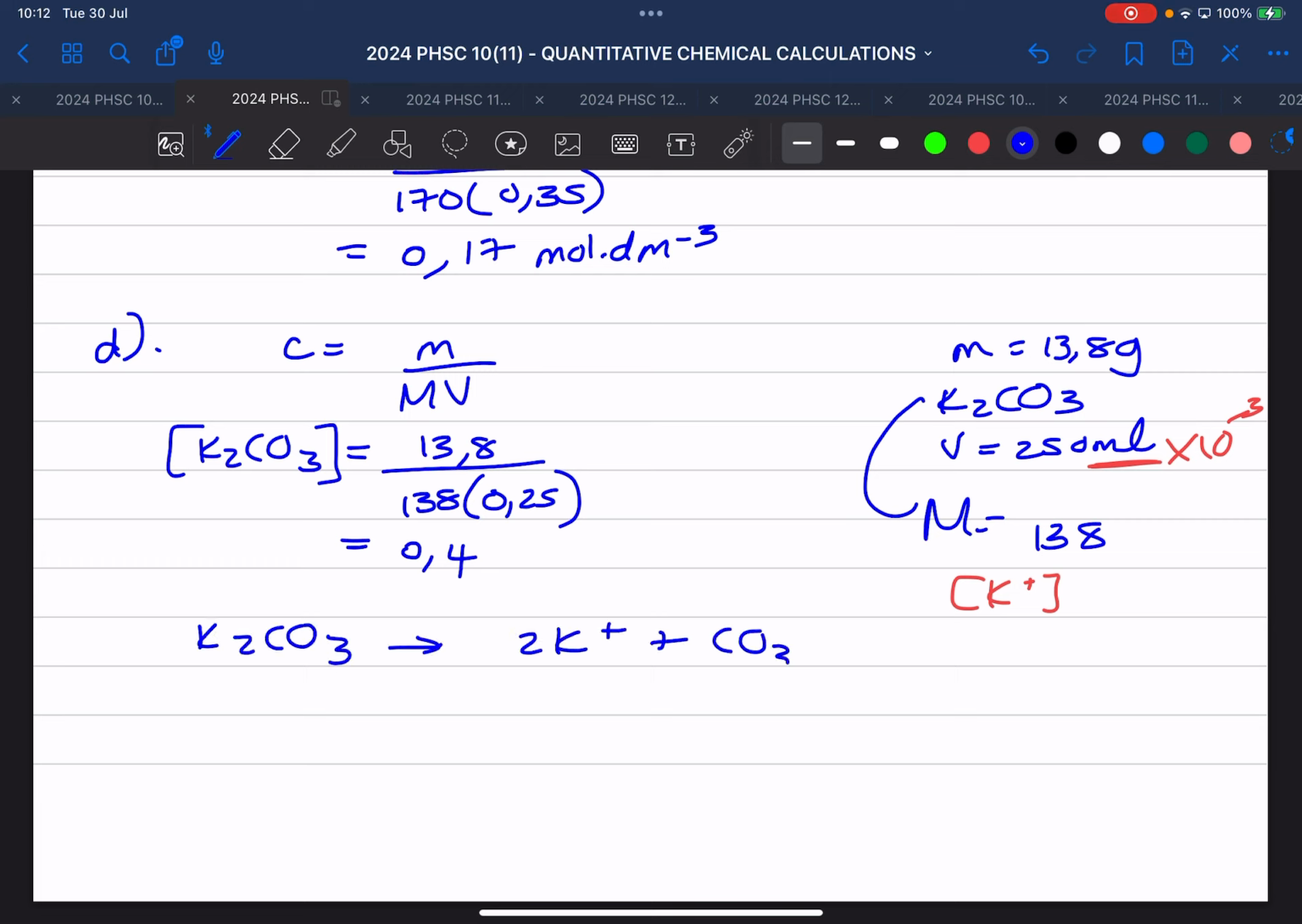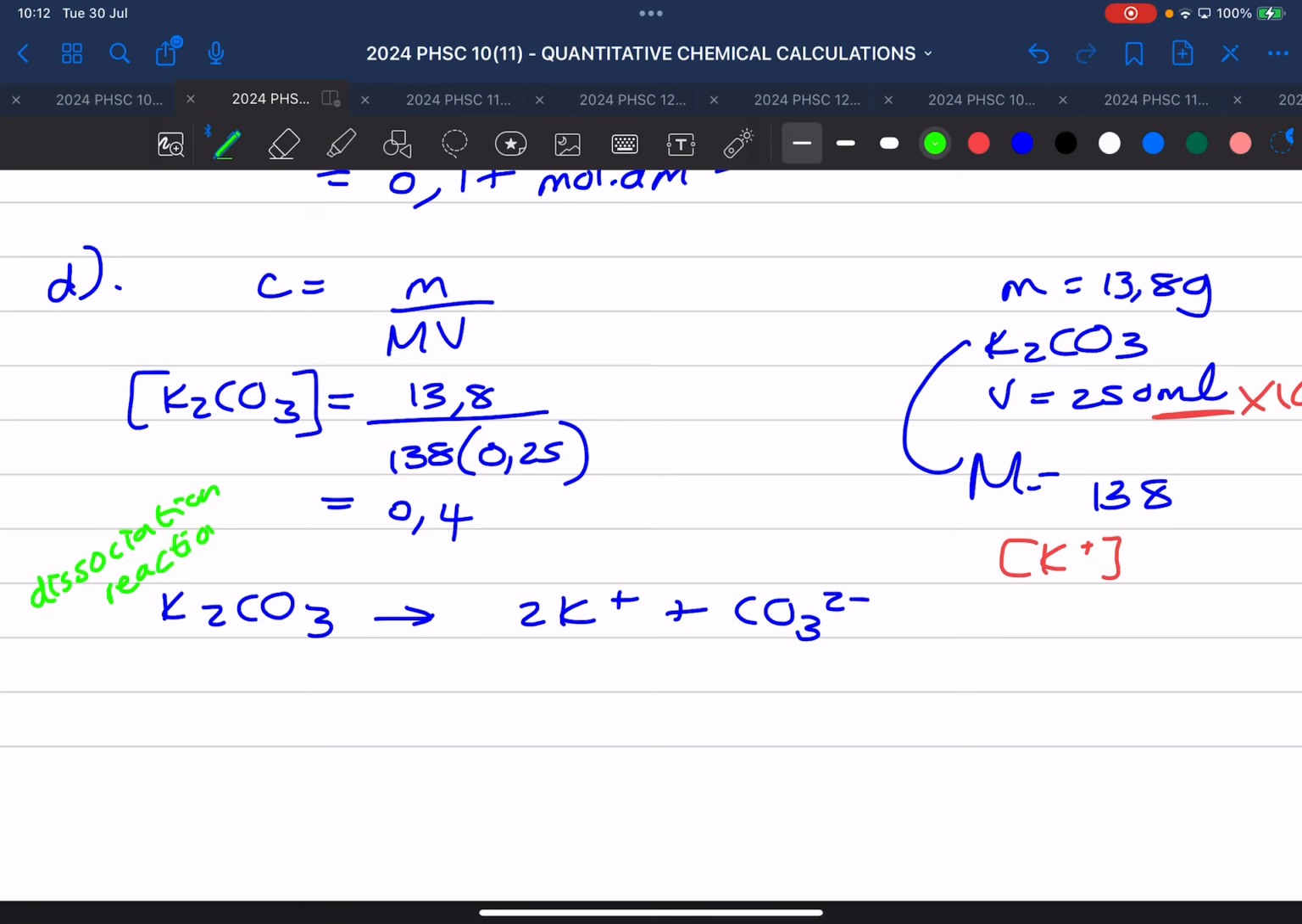Wait. This thing we call the dissociation reaction. So it's not balancing the reaction. You write down the dissociation reaction. You show how it splits up. Okay, sorry, go continue. Yes, 1, 2. Yes.